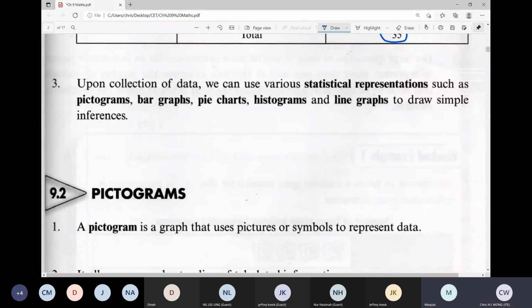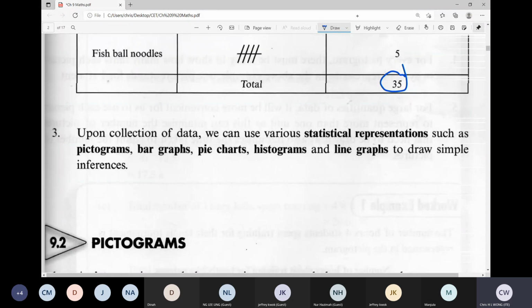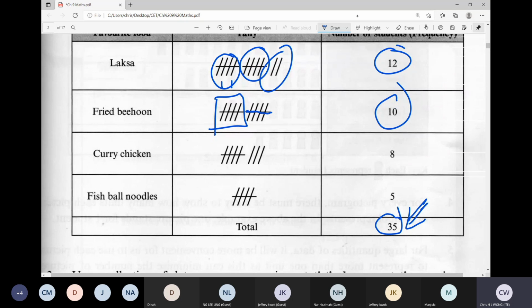Upon collection of data, after you have the data, how are you going to show people how many people like laksa, how many people like fried bihun, curry chicken, and so on? How do you show people?